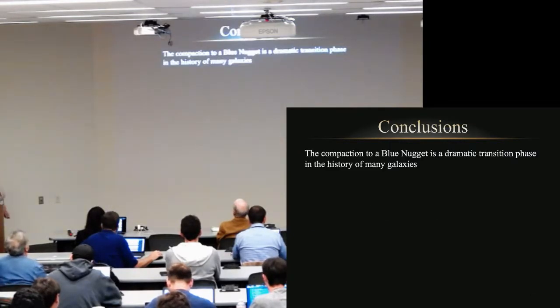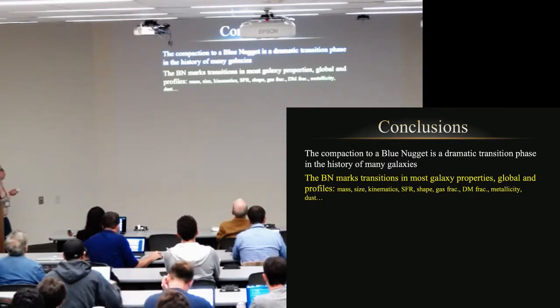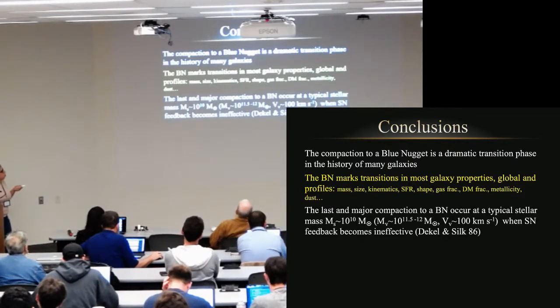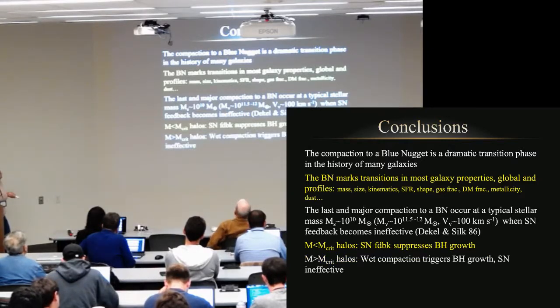So the compaction to a blue nugget is a dramatic phase. We see many properties of the galaxies going through transition during this phase. The last major compaction to a blue nugget occurred at a typical stellar or virial mass when the supernova feedback becomes less effective. Below the critical mass, supernova feedback will suppress the black hole growth, and above it, wet compaction is triggered and the black hole will grow. Yes, that's it.